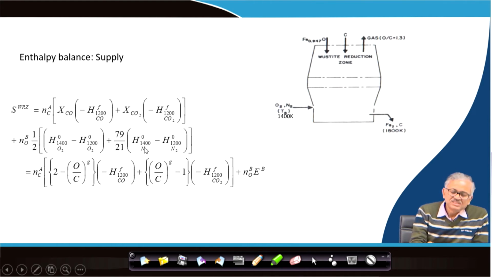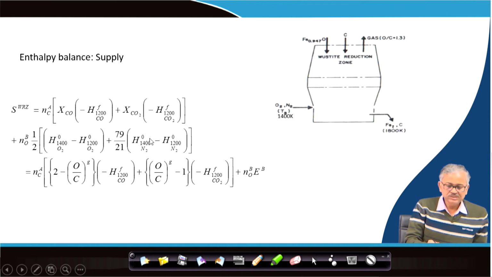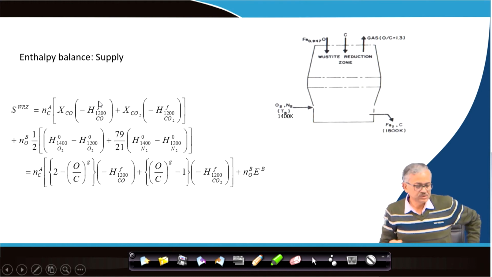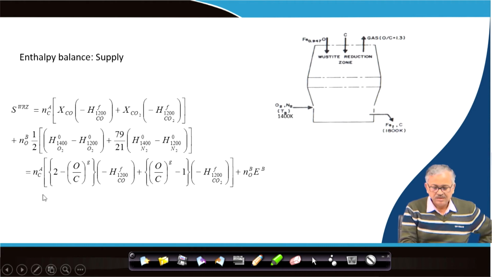So, this is the sensible enthalpy of nitrogen that is given to the Wüstite reserve zone, and the sensible enthalpy of oxygen is also given to the Wüstite reserve zone. So, this is basically the sensible enthalpy that is coming through the blast, and this is the enthalpy generation because of carbon oxidation to CO and CO2. This is the total supply, and if you write it with algebraic manipulation, you can write it in this form finally, okay.